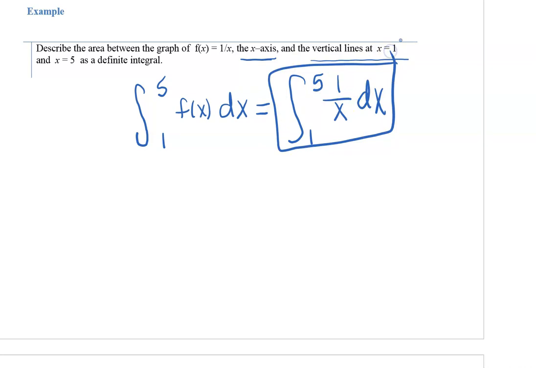And that would just be the setup of finding all the summations of the rectangles underneath that curve between 1 and 5 and setting up an infinite amount of rectangles to get that area to be exact.